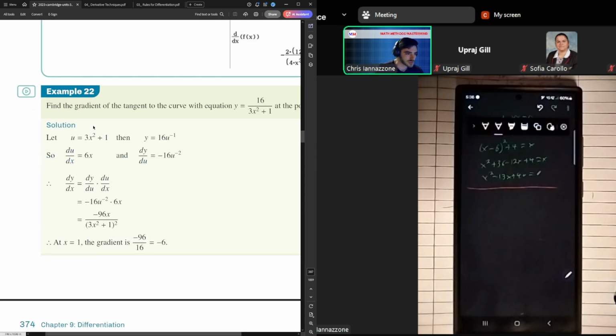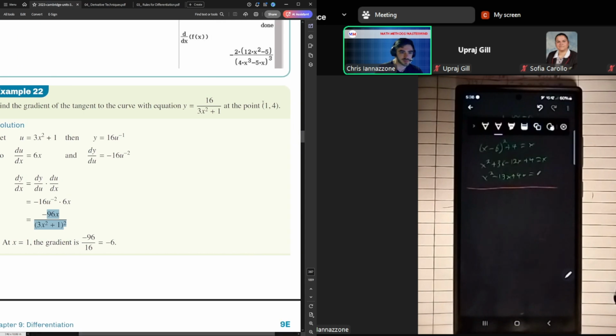Find derivatives of each. So this one becomes 6x, this one becomes negative 16 u to the power of negative 2. You take these two things, multiply them together. Just be sure to replace the u with the 3x squared plus 1. That's going to give you your derivative down here. To find the gradient at a specific point, you then just sub in that x point.